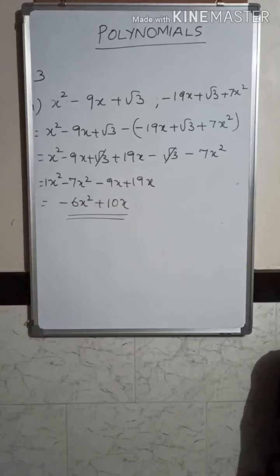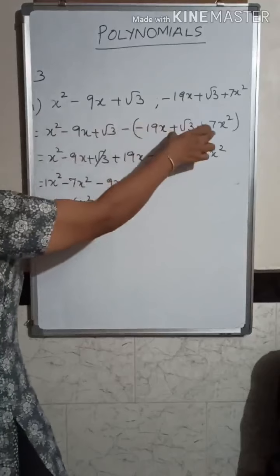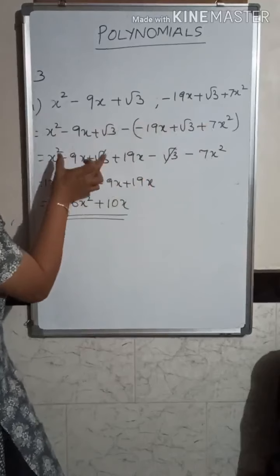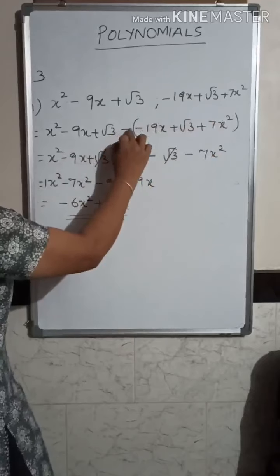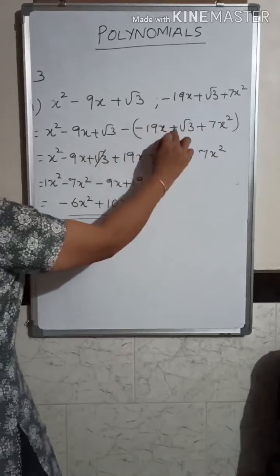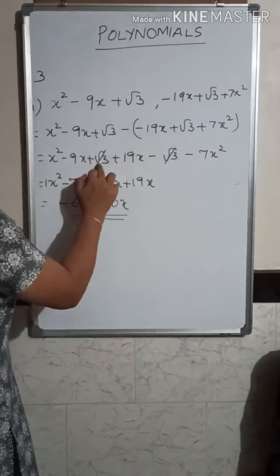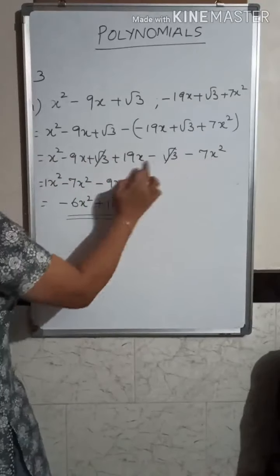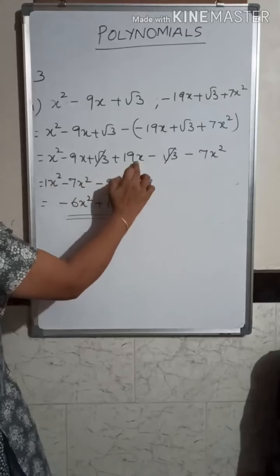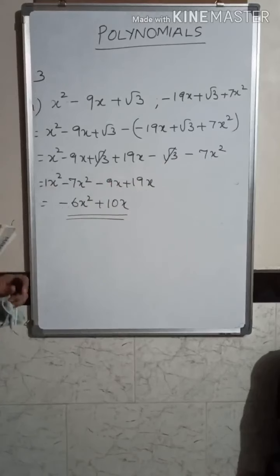So this is how you do the subtraction of polynomials. You write the first polynomial as it is, put the minus sign and write the second polynomial. Then, whatever the sign, open the bracket. Minus into minus you will get plus, minus into plus you will get minus, minus into plus again is minus. Here you cancel plus root 3 and minus root 3 and group the like terms. So x square minus 7x square, minus 9x plus 19x. This will give you minus 6x square plus 10x.